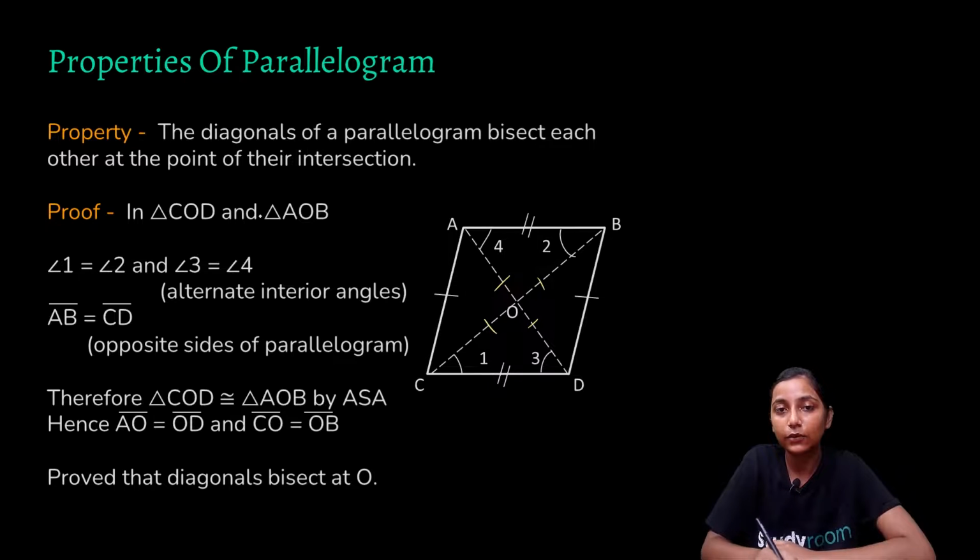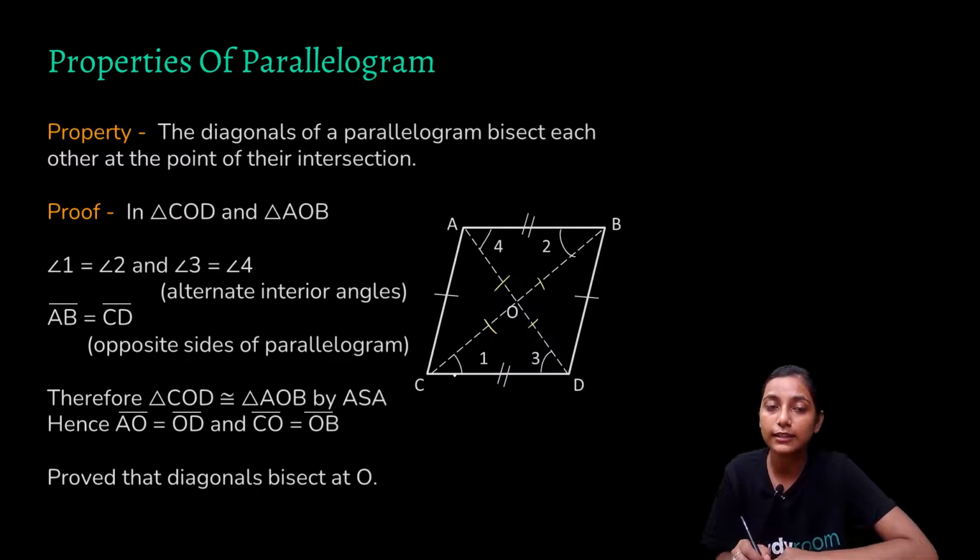Now we have triangle COD and AOB, this triangle and this triangle. We have these two triangles, and we can say that angle 1 equals angle 2. Again alternate interior angles. AB equals CD because these are the opposite sides of the parallelogram. Not only angle 1 equal to angle 2, but angle 3 is also equal to angle 4. Again, these two are alternate interior angles.